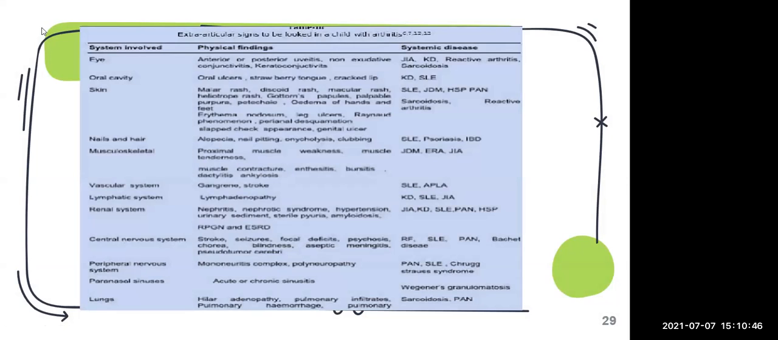So these are some of the extra-articular signs that you need to look for when a patient comes with arthritis. So it's too much. You need to cover all systems. Okay, so I think you can read this by yourself and memorize. Next.